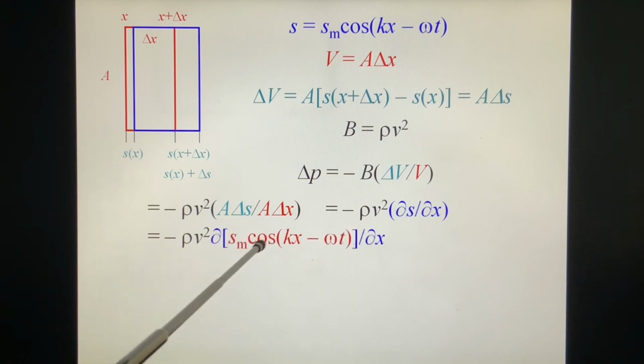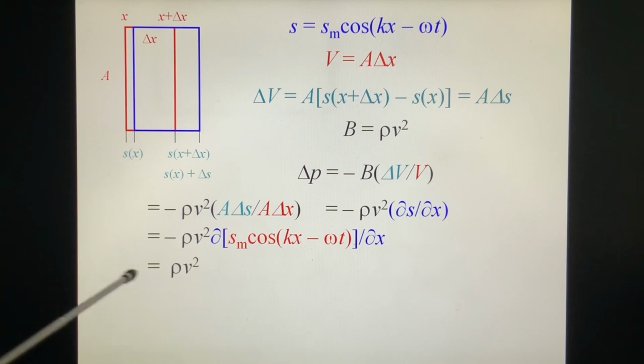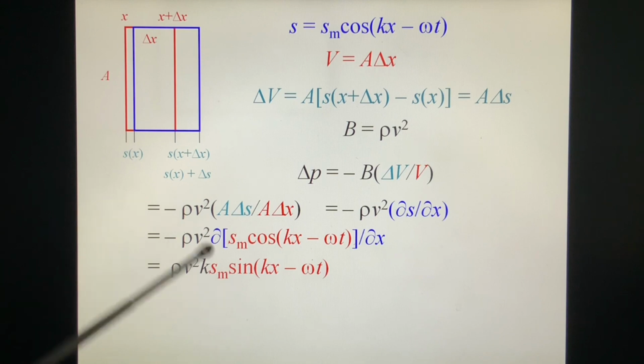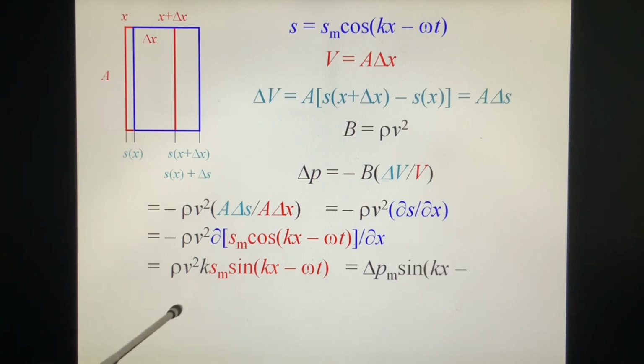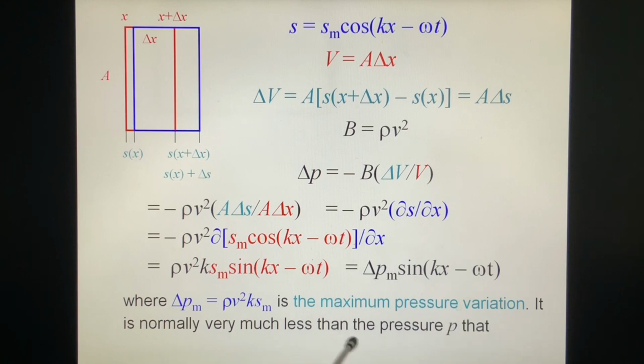The minus signs combine, and with Sm and a k out, you get rho v squared k Sm sine. We call this delta Pm, where delta Pm equals rho v squared k Sm, the maximum pressure variation. It is normally very much less than the pressure P that prevails when there is no wave.